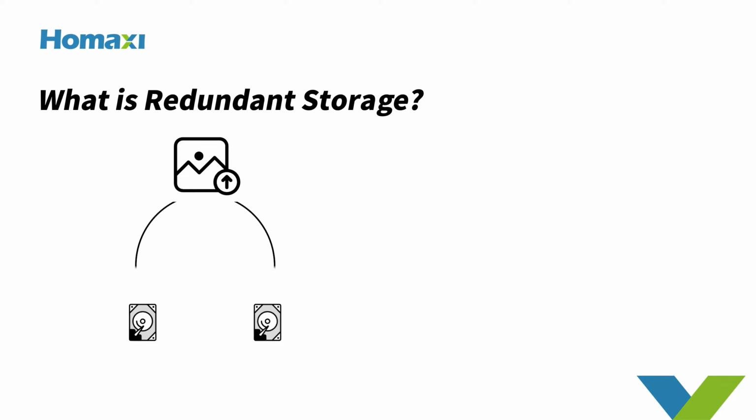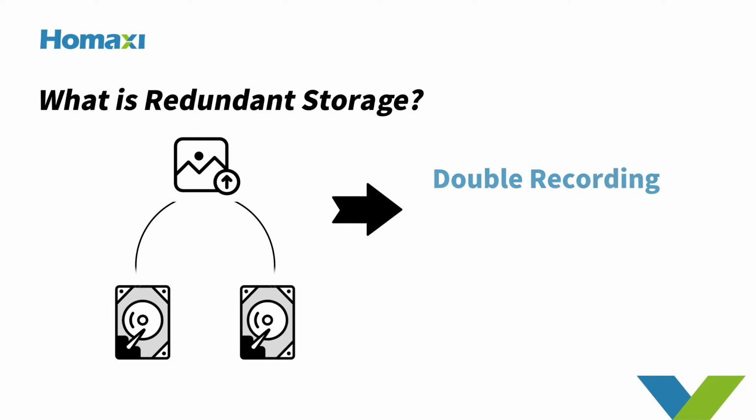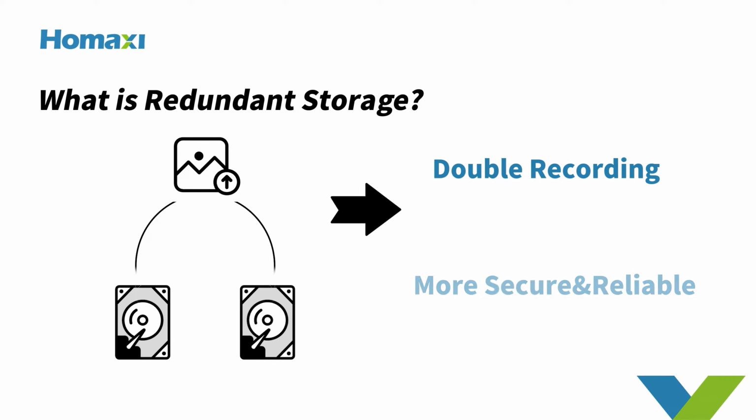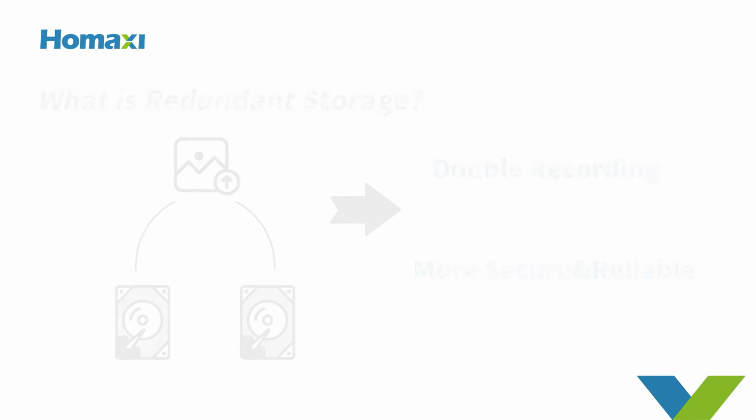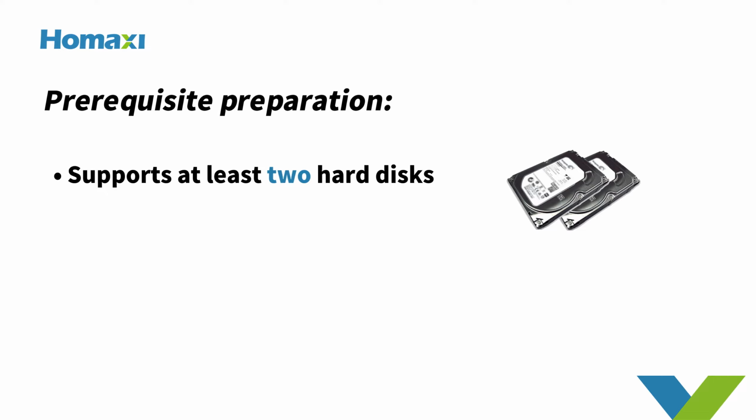Redundant storage allows image data to be stored on different hard disks, achieving double recording and making data storage more reliable. To implement redundant storage, make sure the NVR supports it and has at least 2 hard disks installed and formatted.